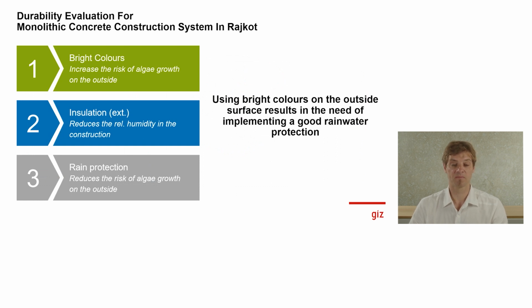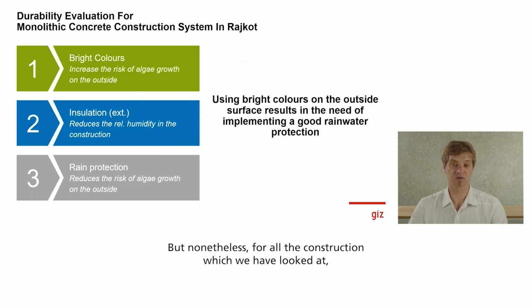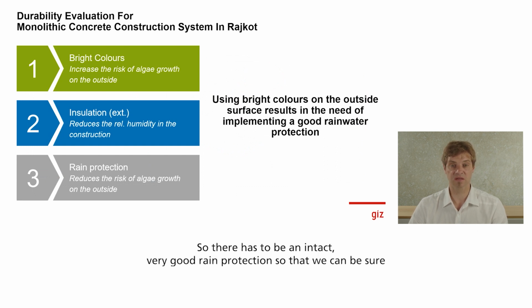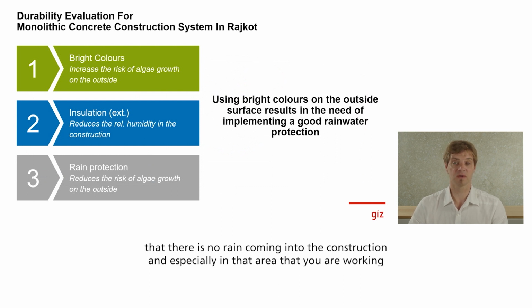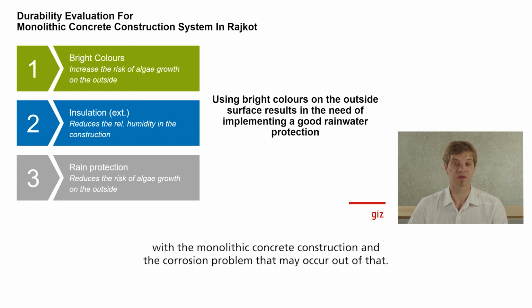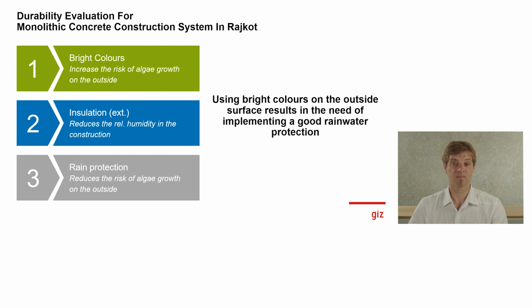But nonetheless, for all the construction that we have looked at, if we are using bright colors, and whether we are using outside or inside insulation, we have to look at the rain protection. So there has to be an intact, very good rain protection, so that we can be sure that there is no rain coming into the construction, especially in that area where you are working with the monolithic concrete construction and the corrosion problem that may occur out of that. This rain protection has to be very, very good.